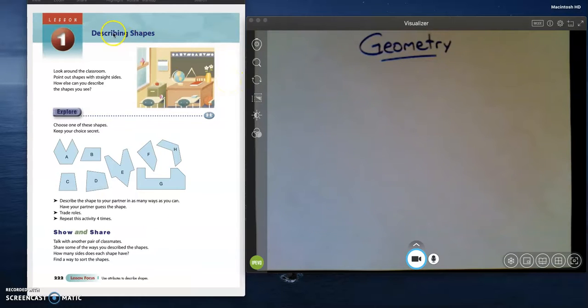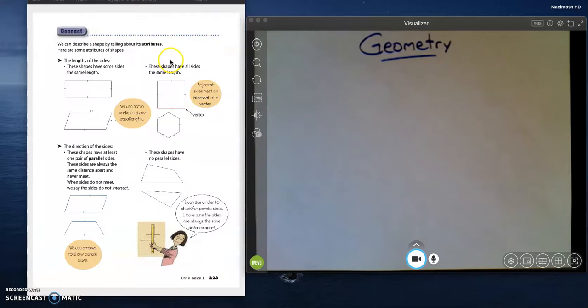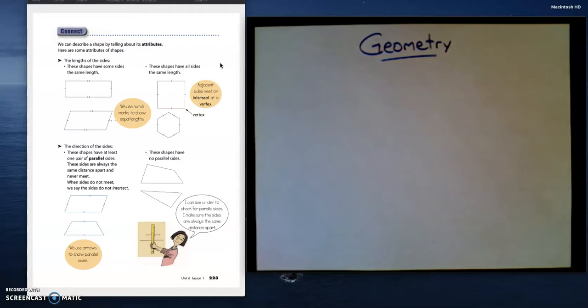All right, diving into lesson 1, it says describe shapes, or describing shapes. We're going to actually skip most of this page. So this gives a nice little breakdown. I have my other screen open here because I'm just going to highlight a couple of things on this page. So it says we can describe a shape by telling about its attributes. Here are some attributes of shapes. So attributes are really just ways you can describe something, just things you know about the shape.